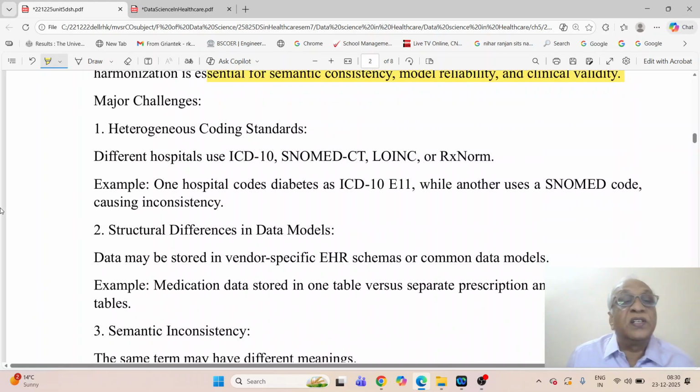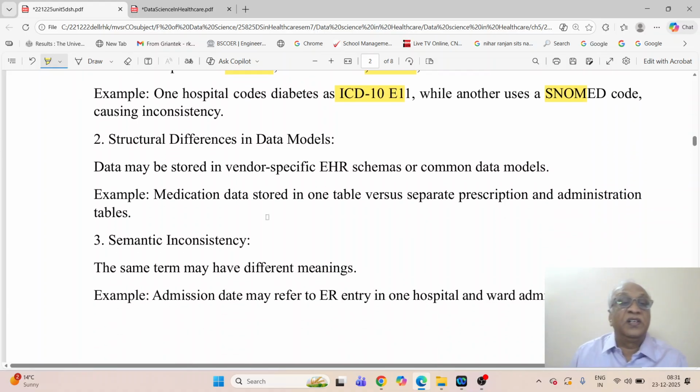What may be the major challenges of harmonization? Heterogeneous coding standards, like different hospitals may be using ICD-10 or SNOMED CT or LOINC or RxNorm. So say for example, one of the hospitals may be using the code for diabetes as ICD-10 E11, while the other uses a SNOMED code, which will be causing inconsistency. There may be structural differences in the data models. Data may be stored in vendor-specific EHR schemas or common data models. Example is medication data stored in one table versus separate prescription and administration tables.